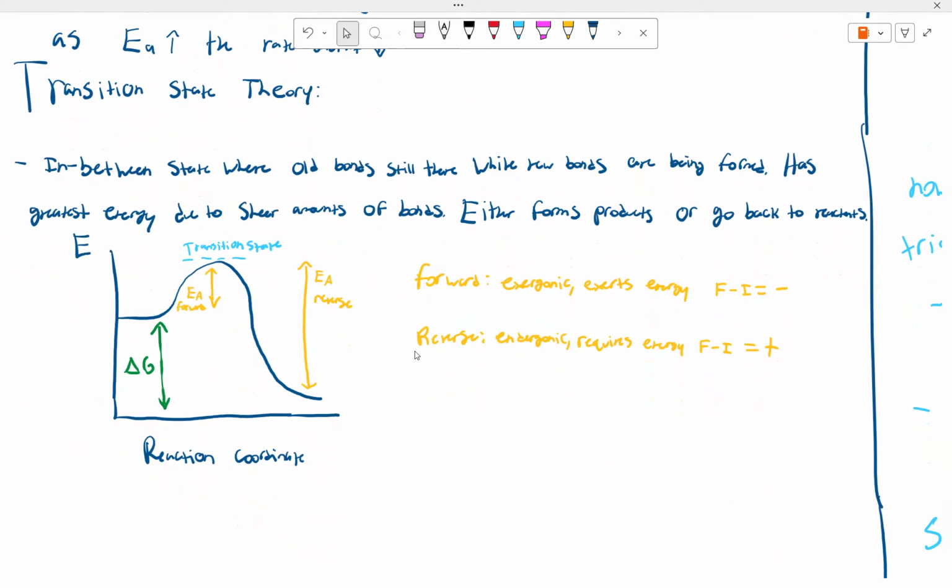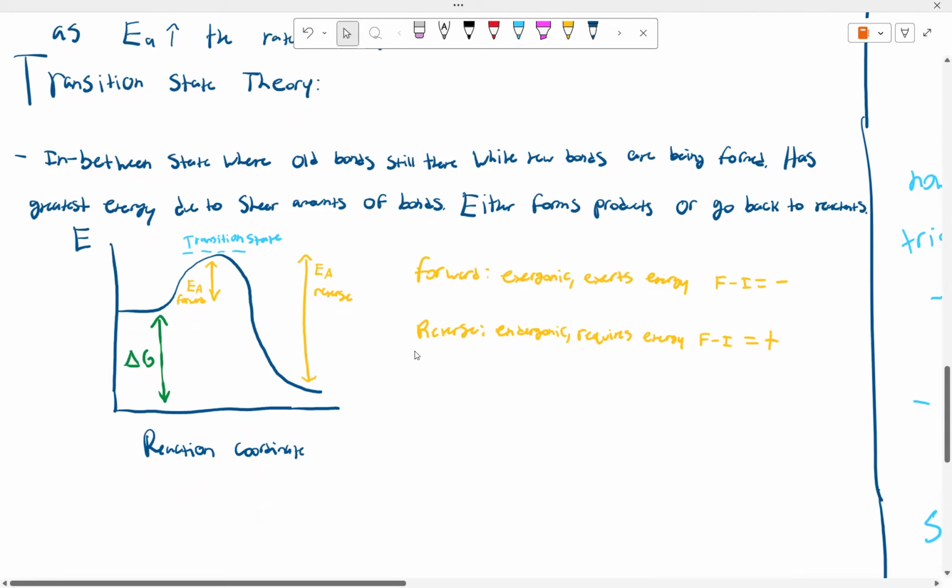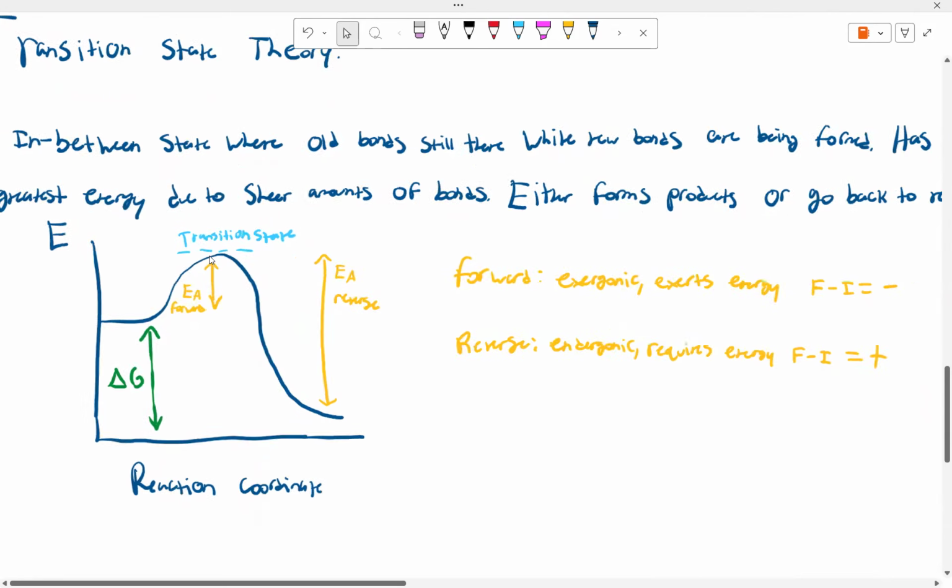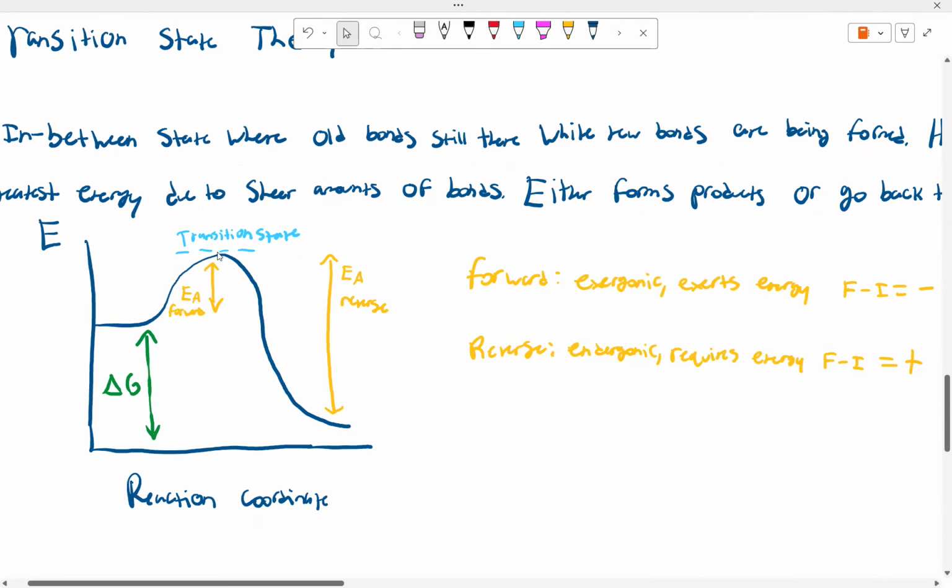So, it's an in-between state where old bonds are still there while new bonds are being formed. So it has the greatest energy due to the sheer amount of bonds. Bonds you could think of as a proxy for enthalpy or just energy in the reaction. So it either forms products when it reaches the transition state, which is at the peak of this mountain, or it goes downhill, at least in the forward direction, I should say. Or it can go back to the reactants over here.